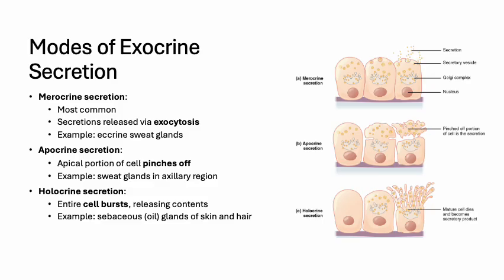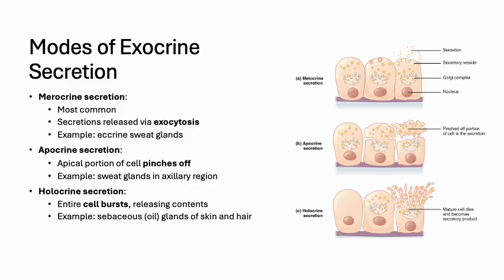Exocrine glands release their products using three different mechanisms, and each one reflects how much of the cell is involved in the process. Merocrine secretion is the most common and involves releasing products through exocytosis without damaging the cell. This is how many sweat and salivary glands operate.